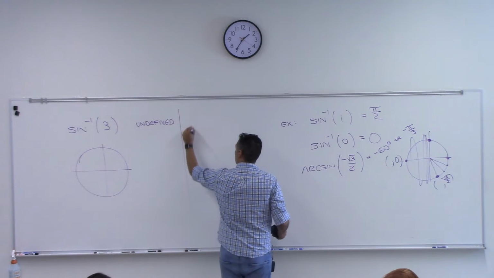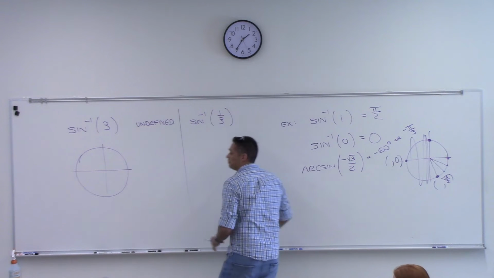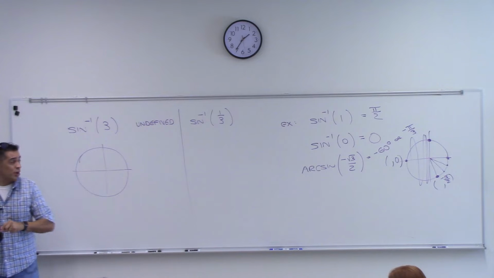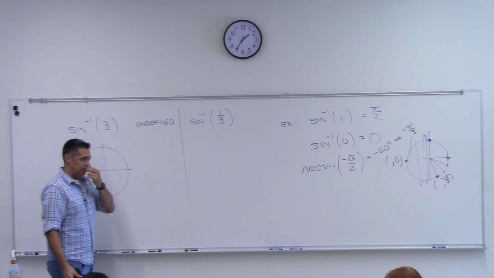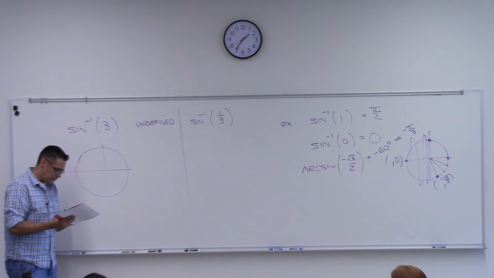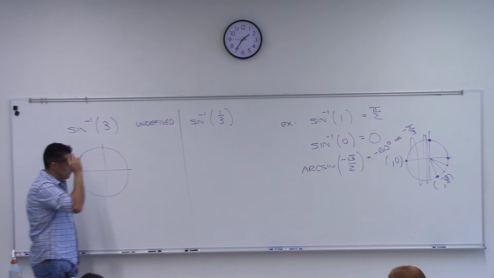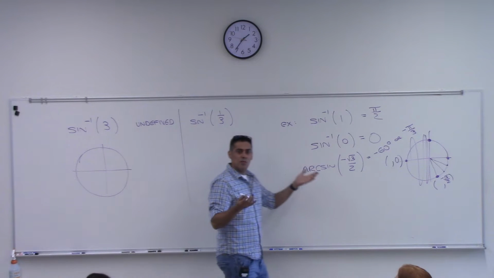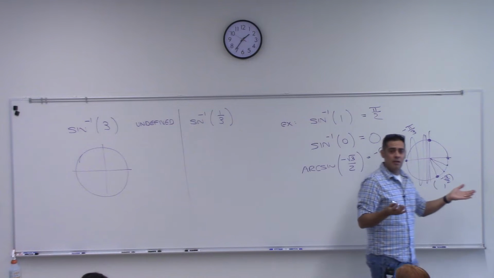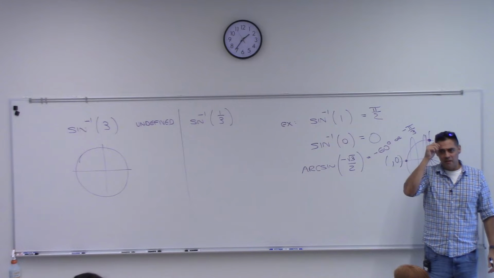Okay, what about this then? What about inverse sine of 1/3? Inverse sine of 1/3. Jared, I just happened to pick you here. So Jared, you've been following, yes? This is basically where's the y coordinate going to be 1/3, right, on the unit circle? Yeah. And that should be troubling everybody, right?